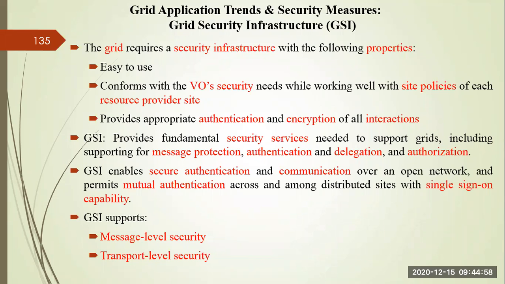Next, GSI supports two levels of security. One is message level security. Message level security supports WS-Security, that is the web services security standard, or the WS-SecureConversation specification, to protect the message through the SOAP protocol, the simple object access protocol. Transport level security, what we are doing here, the authentication is done by TLS with the support of the X.509 certificate. So these two level securities are provided by GSI.